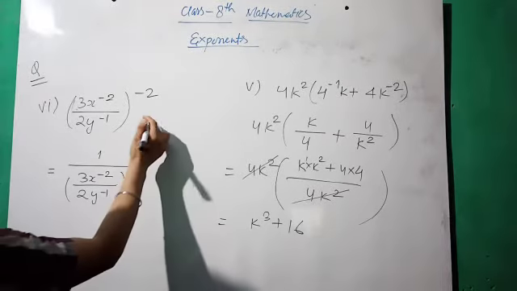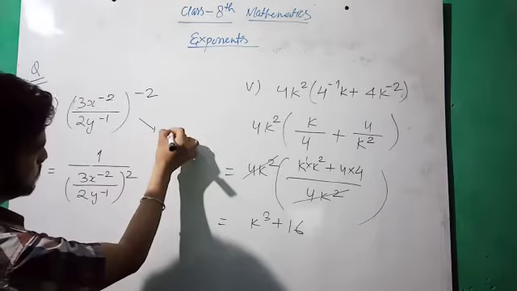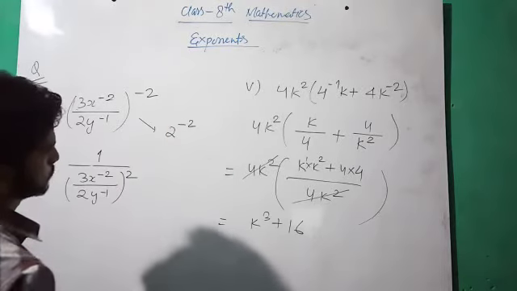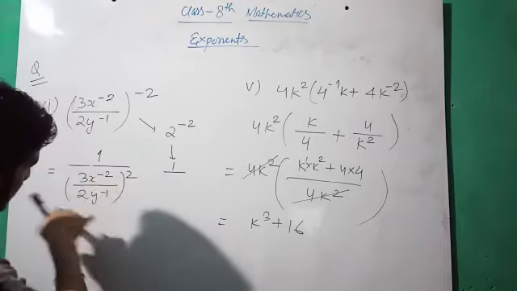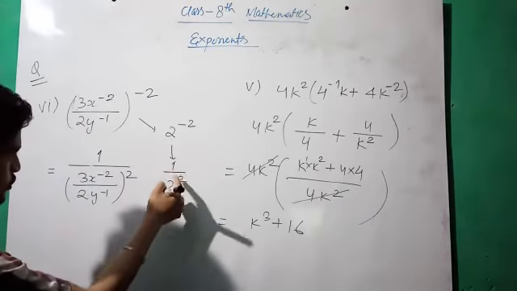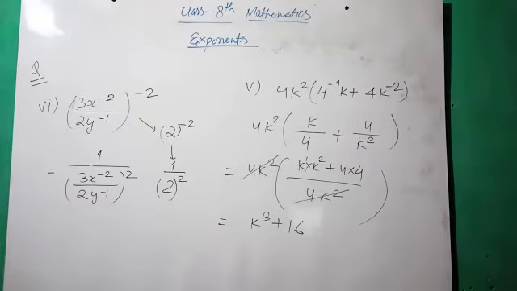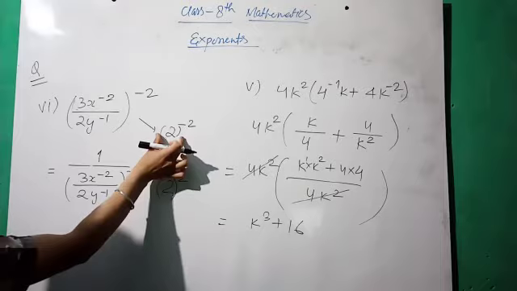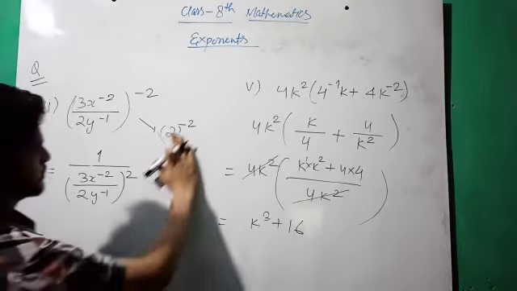If we have a term like 2 to the power minus 2, we can write it as 1 upon 2 to the power 2. So 2 to the power minus 2 is written as 1 upon 2 to the power 2. So this is written in this form.